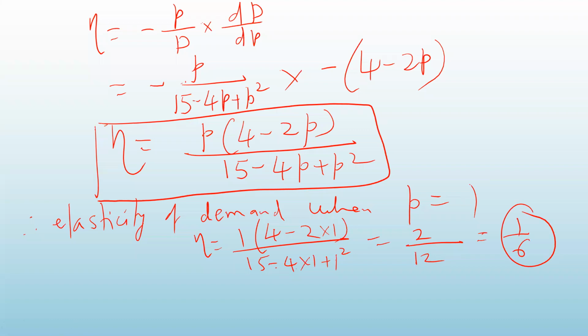So you can see that the calculations are slightly more here, but it is not that difficult. You have to first find out the derivative of d with respect to p and then take out the minus sign, because this minus and this minus will give you plus. So finally, eta will come out positive and then you put the value of p.